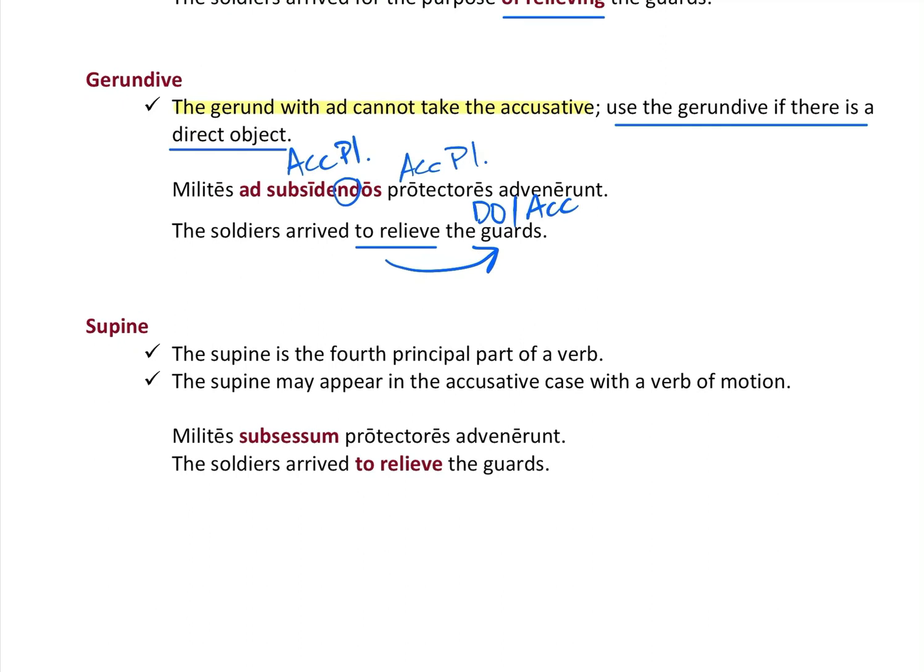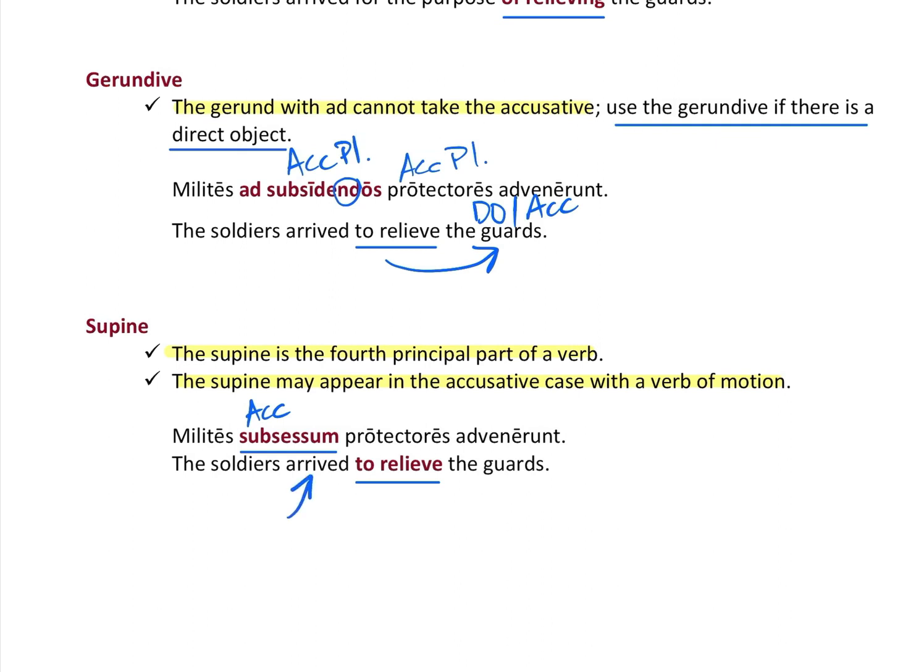Now, one final way is with the supine. The supine is simply the fourth principal part of the verb, not changed at all. Remember that. The supine may appear in the accusative case with a verb of motion. Now remember, it's only in the neuter. So, Milites subsessum protectores advenerunt. The soldiers, so here we have it in the accusative, arrived to relieve the guards. And this is a verb of motion, arrive. So that's how we can do it.